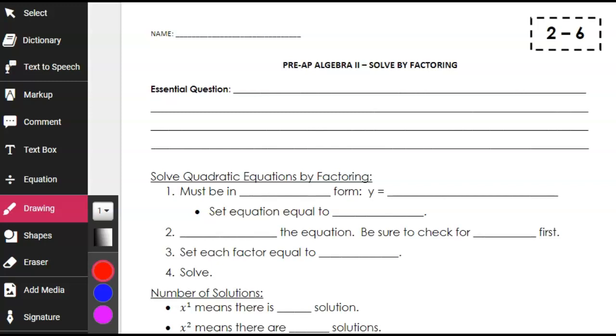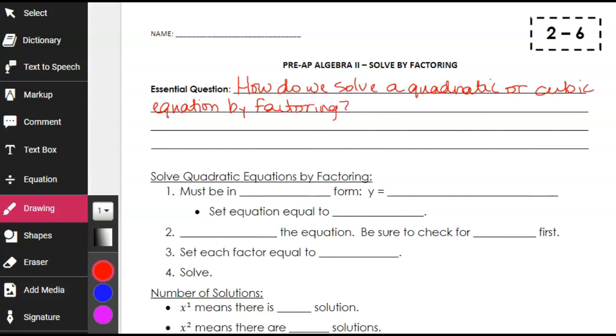And our second essential question is, how do we know how many solutions we should get? Because there is a possibility that you have more than one solution. So how do we solve a quadratic or cubic equation? By factoring. And the second one was, how do we know how many solutions we should get?